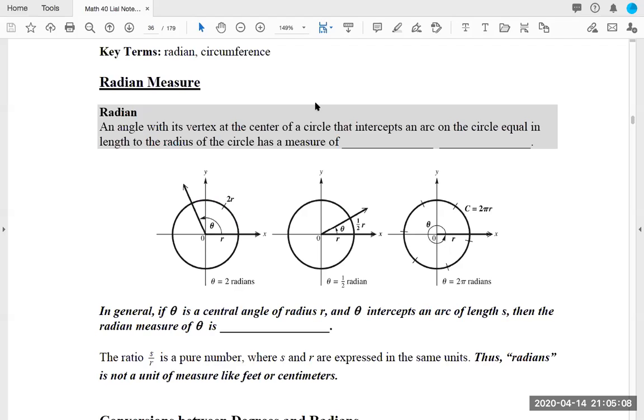And then just emphasize that from theta equals S over R, if theta is kept constant and R increases, then S increases.